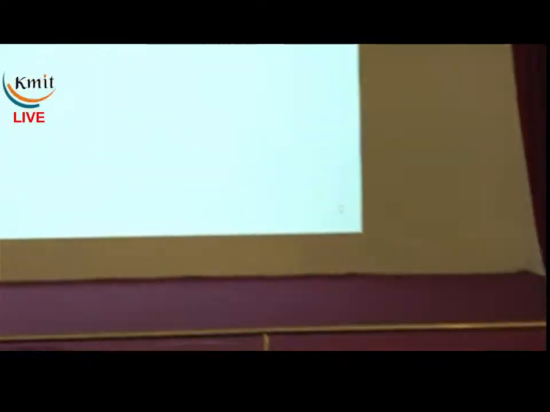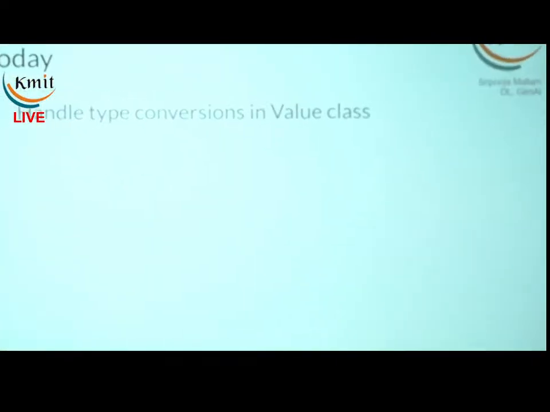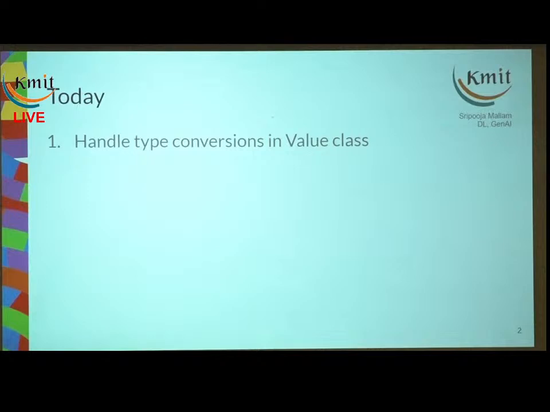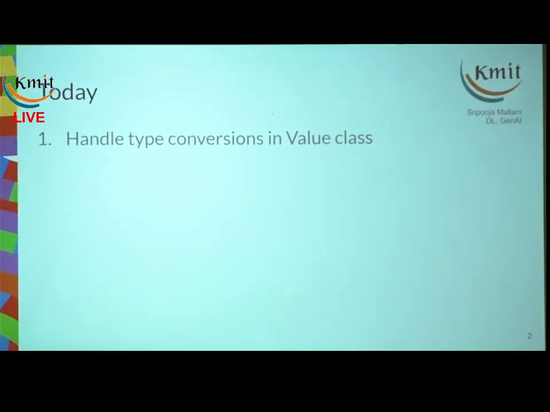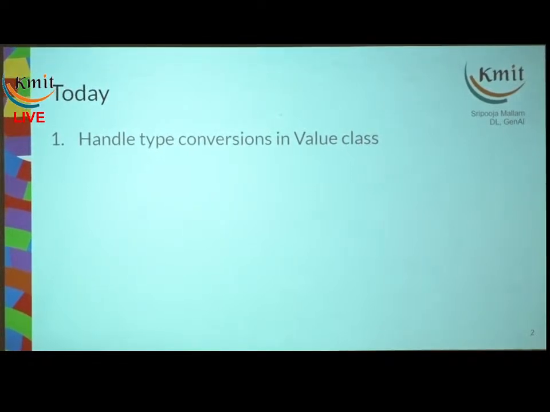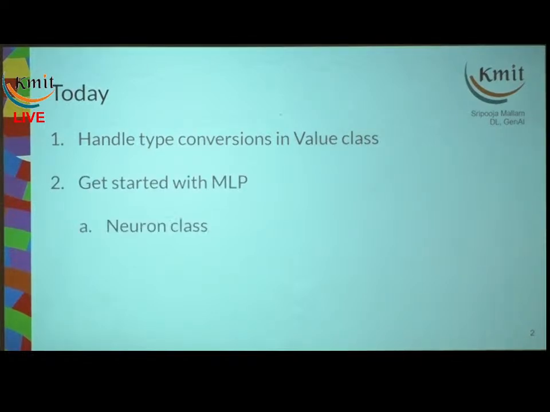Today again, to reiterate for those who joined a little late, we'll be dealing with neuron and layer specifically. First, we'll begin with handling type conversions in the value class, because we did not do any kind of type handling. We will see where there is a flaw in the value class, raise that bug intentionally, and then see how we can fix it. That is the first thing we'll do, as an in-class activity. And then we'll get started with MLP.